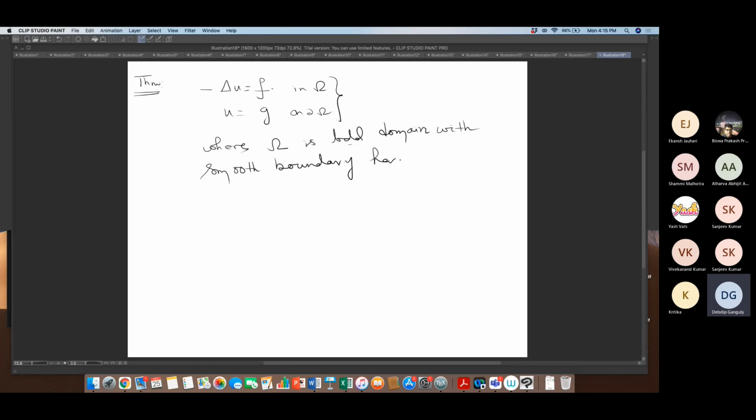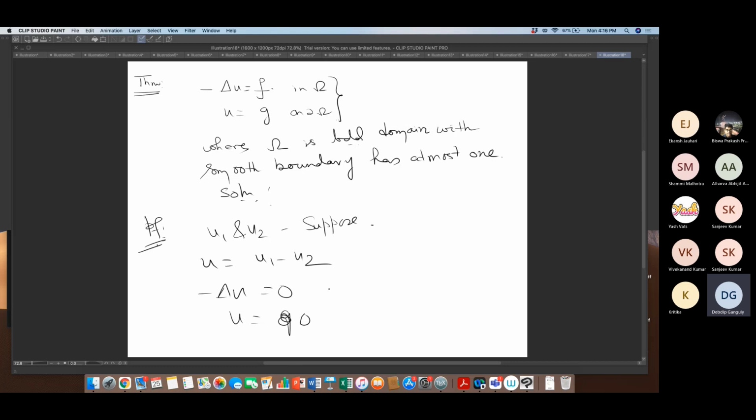Has at most one solution. The proof, just write down the proof. Suppose it has two solutions, u1 and u2. Then you define u to be u1 minus u2. Then minus Laplacian of u equals 0 in omega, and u equals 0 on del omega.